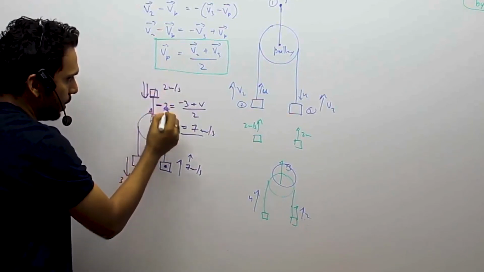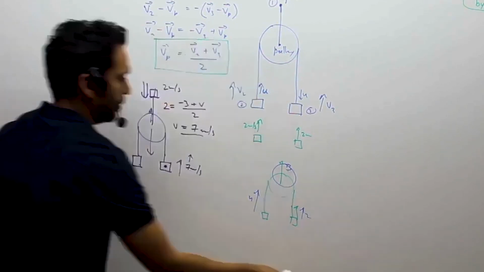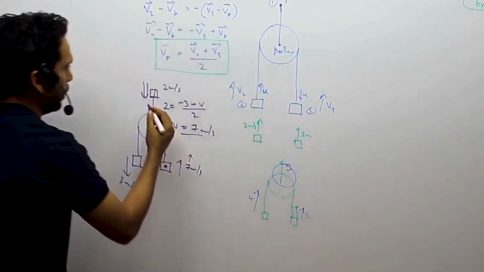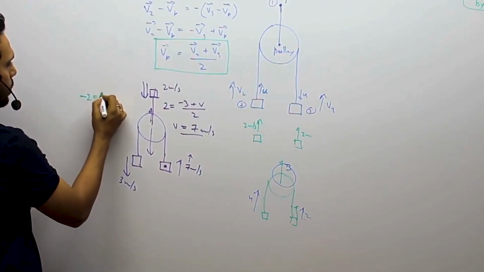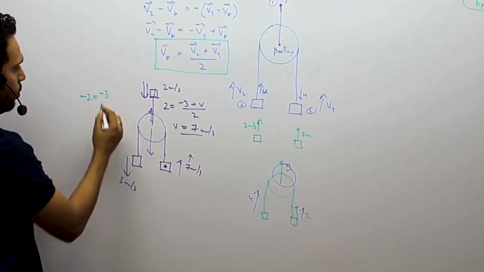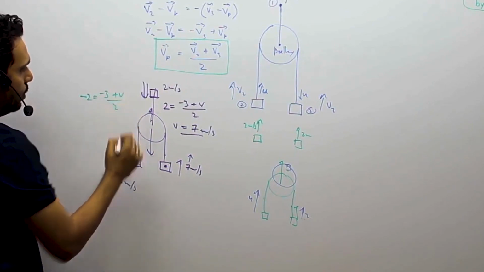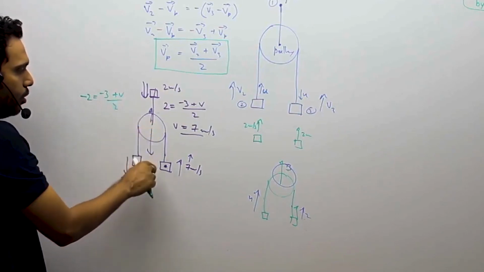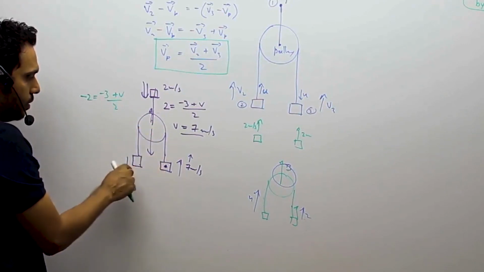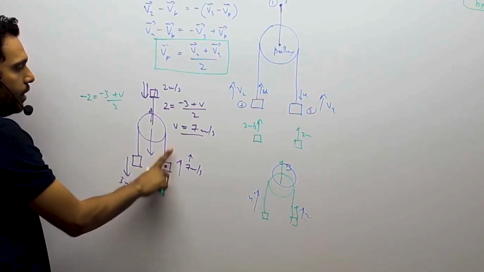So this over here becomes minus 2. So I'll redo the question this side. So the pulley is going down this time, minus 2 is equal to minus 3, this is going down, plus V by 2. Now my guess is this going down is going to make this go down. This body going down is going to make this go up.